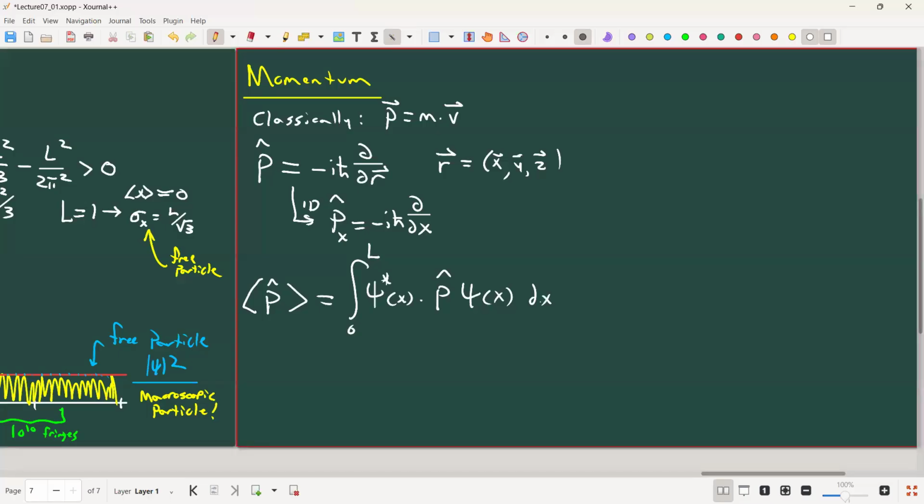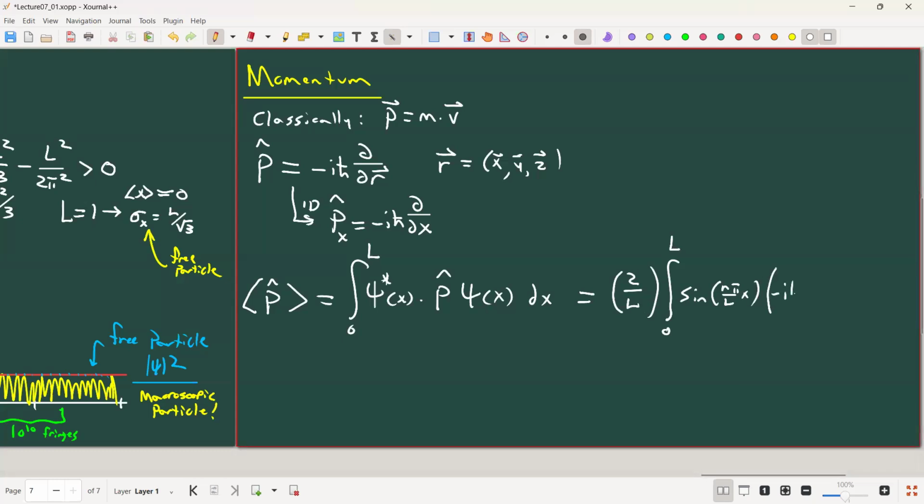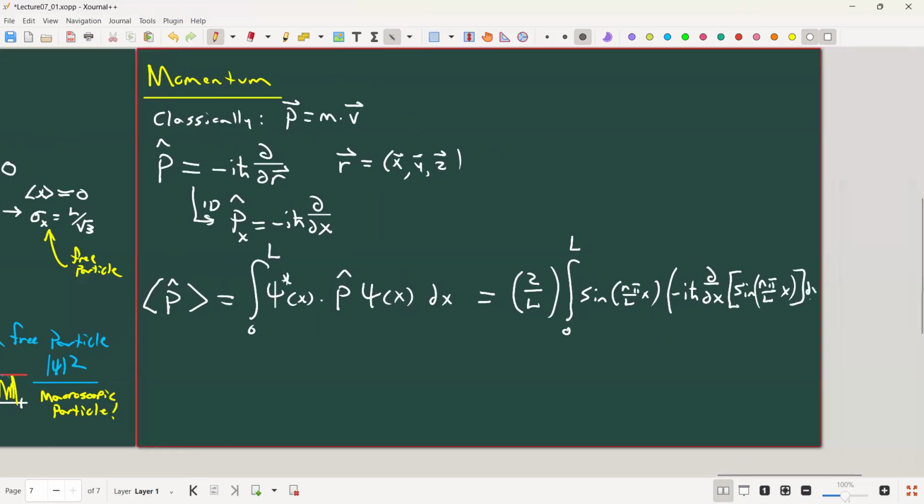Okay. So let's look at that. We get a factor of 2 over L from the psi squared. That's our normalization. Integral from 0 to L of sine n pi over L x. And then we have this operator minus i h bar times the derivative. And the operator operates on the thing to the right of it. Okay, so we're going to take a derivative of the wave function, which is sine n pi over L x. Right? I've already factored out the normalization constant, dx.